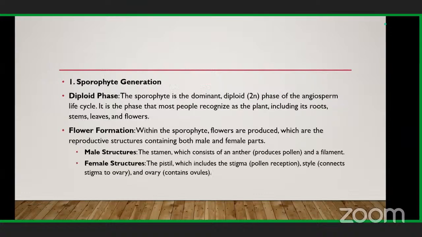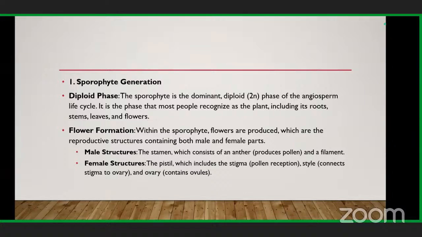The sporophytic generation is a diploid phase, of course, 2N. The sporophyte is the dominant diploid 2N phase of the angiosperm life cycle. It is the phase that most people recognize as the plant, including its roots, stems, and flowers. So the plant itself is the sporophytic generation. Flower formation takes place within the sporophyte. Flowers are reproductive structures containing both male and female parts, so the flower will contain the male structure and the female structure.